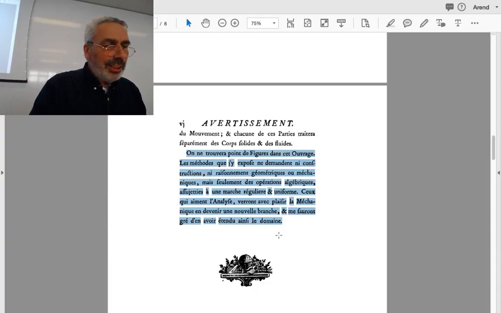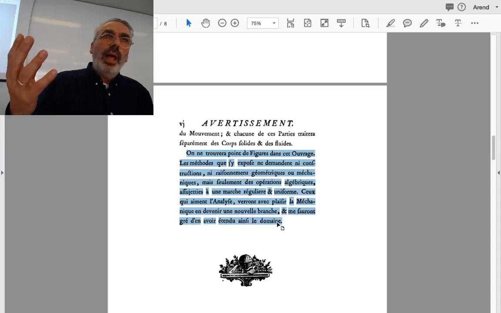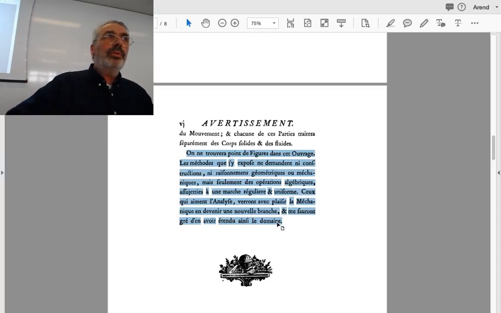And then the next sentence is: ceux qui aiment l'analyse, for those who love or enjoy the analysis, verront avec plaisir la mécanique. So they will do mechanics with pleasure. And in short, he says, by this book I have added a new branch within the field.